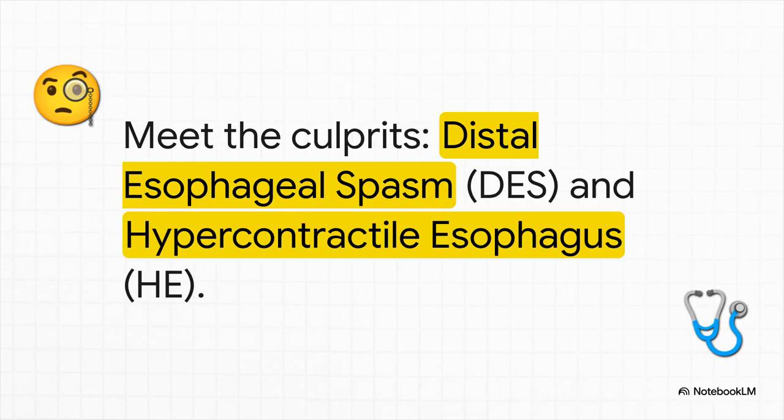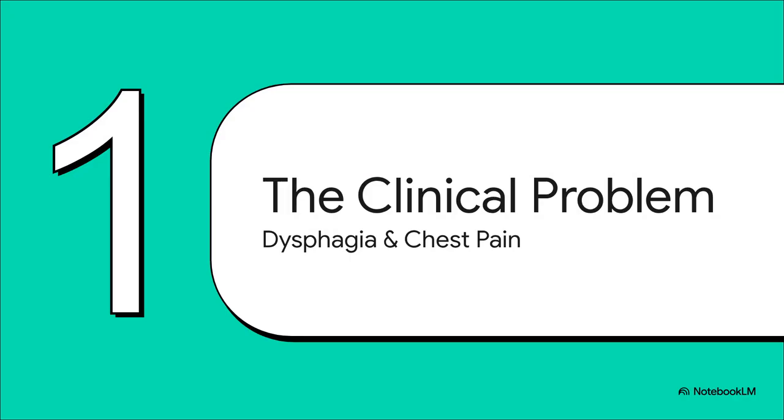And that's where these two culprits come in. We're going to really zero in on distal esophageal spasm, or DES, and hypercontractile esophagus, HE. They can get a little confusing for sure, but they are major players when you're dealing with non-obstructive dysphagia and that tricky non-cardiac chest pain. So let's start with the basics, the clinical problem. What brings these patients into your clinic in the first place? It really boils down to two big things: dysphagia, trouble swallowing, and that really frustrating non-cardiac chest pain.